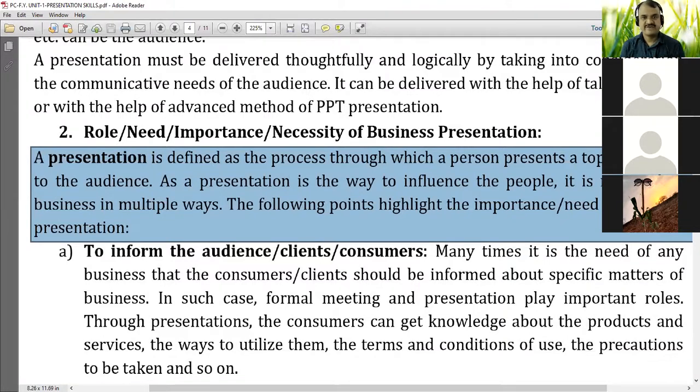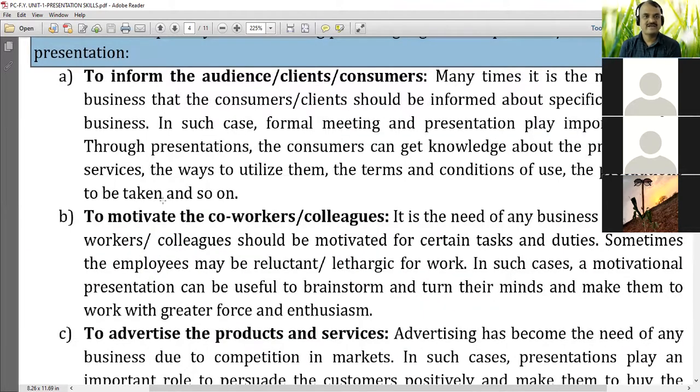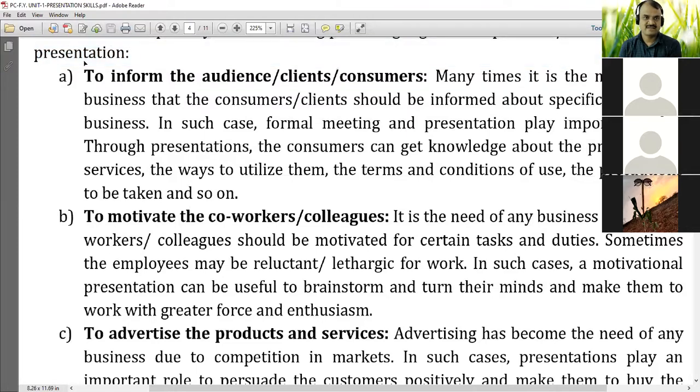A presentation is defined as the process through which a person presents a topic or an issue. We have already discussed this. A presentation is the way to influence people. It is required in business in multiple ways. The following points highlight the importance or need of business presentation. The first point is to inform the audience, clients or consumers.